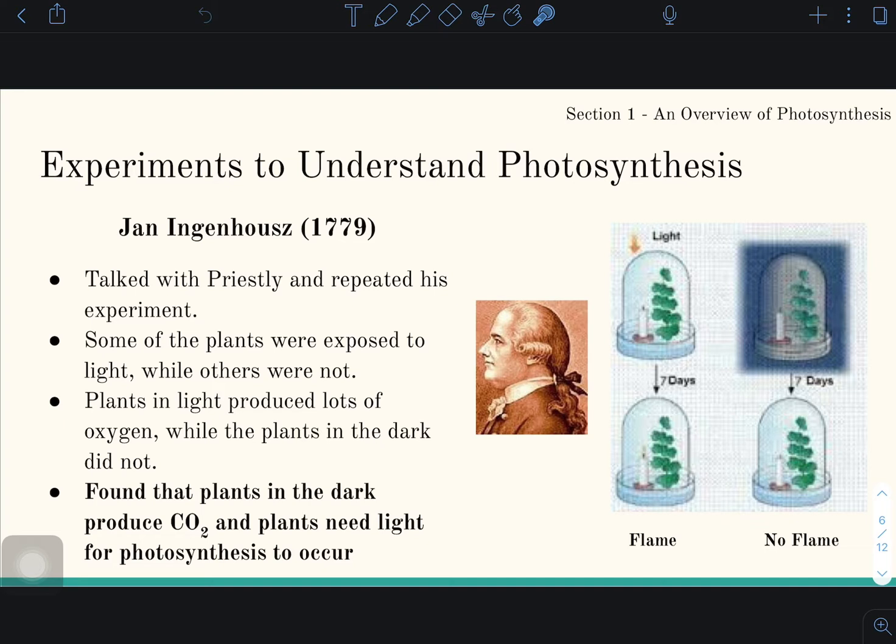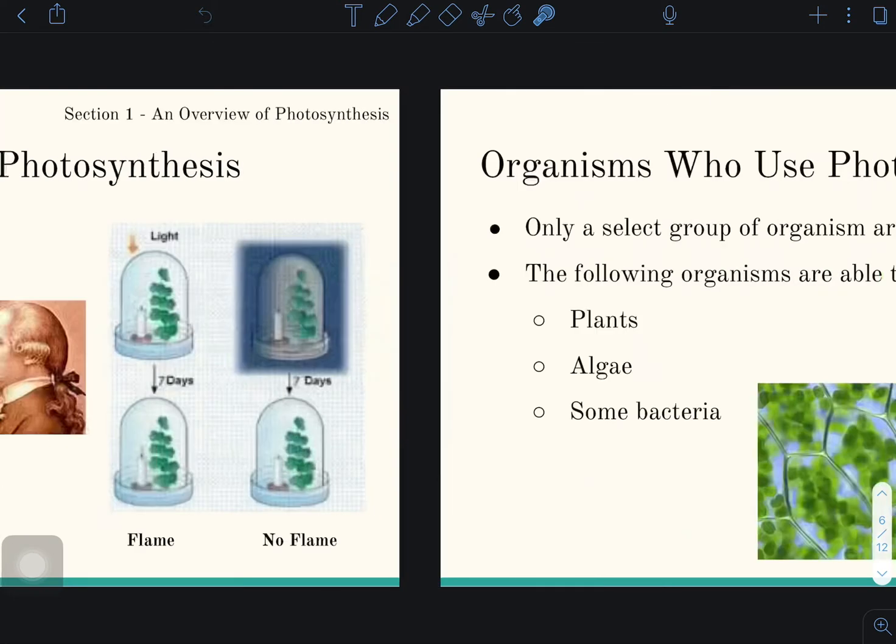So what he found is that plants in light produce lots of oxygen, while plants in the dark did not. If you notice, it's kind of hard to see, but the candle is still burning in the jar that was left in the light, but the candle in the dark, no flame. So what Ingenhousz found was that plants in the dark produce carbon dioxide, and plants need light for photosynthesis to occur. Okay, those are kind of the three things.